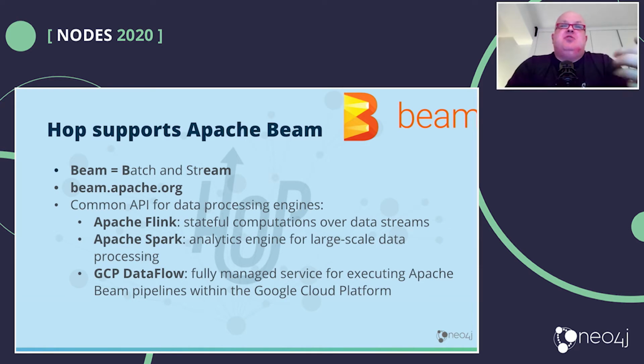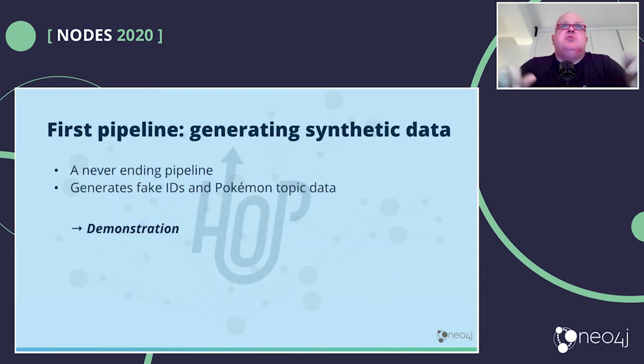That one is a fully managed service for executing Beam pipelines. It instantiates its own engine on the Google Kubernetes cloud. So that's very convenient. The first pipeline I want to look at with you is how are we going to generate synthetic data? We want to have some kind of never-ending pipeline that generates fake user IDs and fake Pokemon topic data. So let's switch over to Hop and take a look at this.